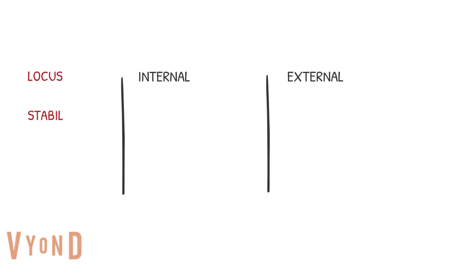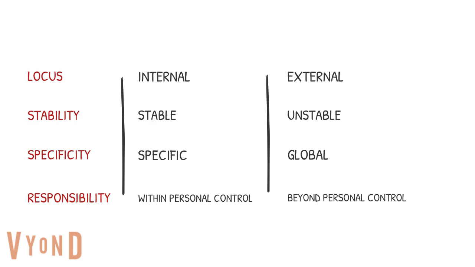To tell ourselves the story of interpretation, we use four different dimensions of attributions or explanations of what we perceive. Each of these four dimensions has two factors that go along with them. The first dimension is locus, and the factors that go along with locus are internal and external. With locus, we decide if something is an internal factor or an external factor.